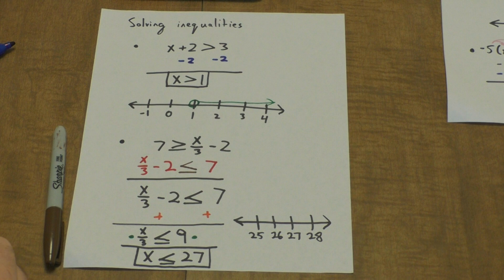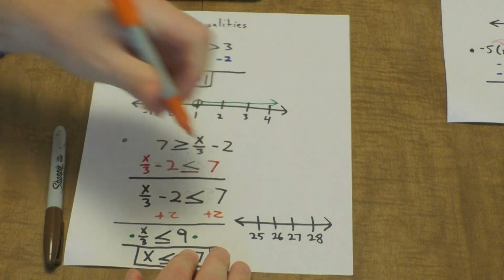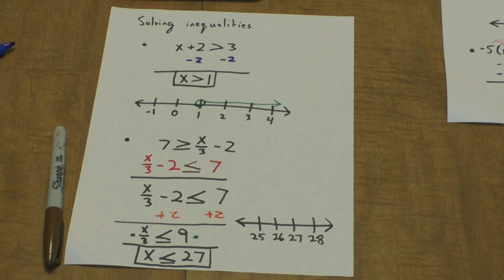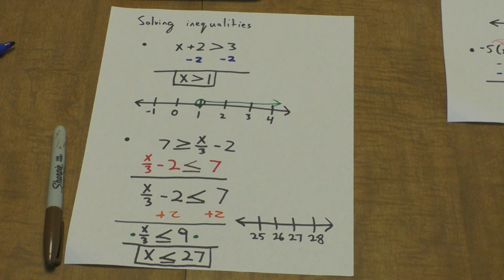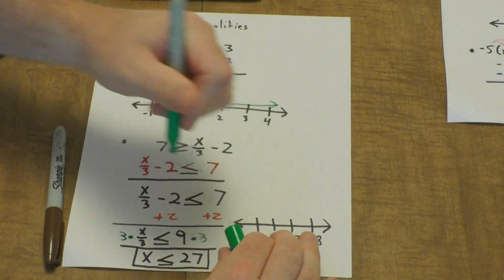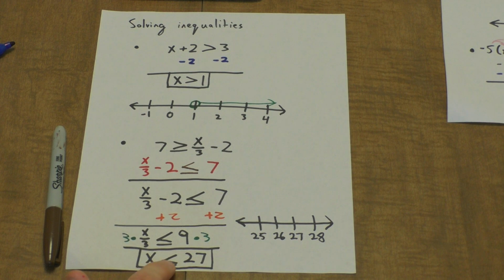Treat it like a regular equation here. I'm going to add 2 to both sides. 7 plus 2 is 9. The minus 2 and plus 2 equal 0, so those cancel out. I have x over 3. x is being divided by 3, so I'm going to multiply by 3 on both sides. Terrific, and I get x is less than or equal to 27.